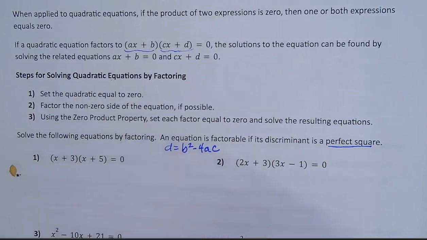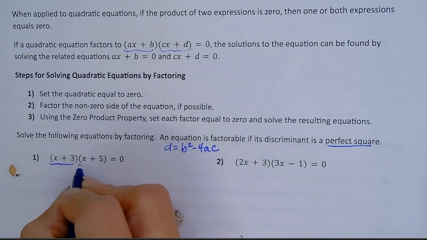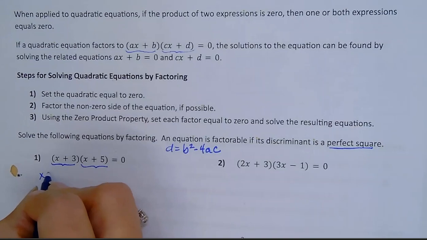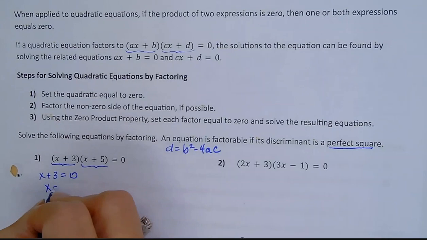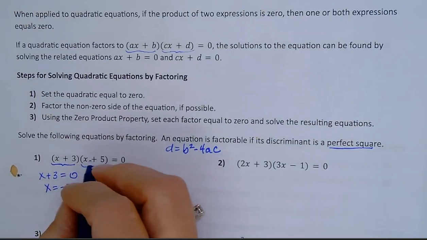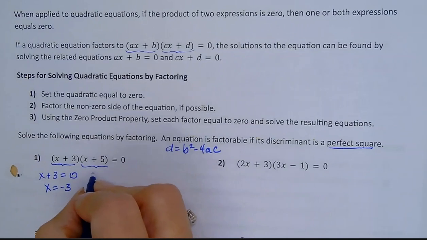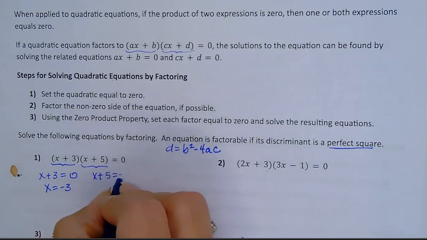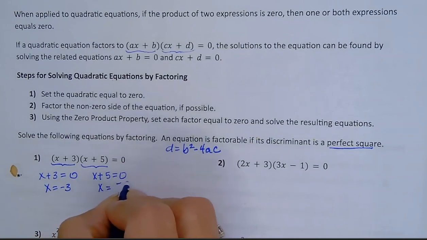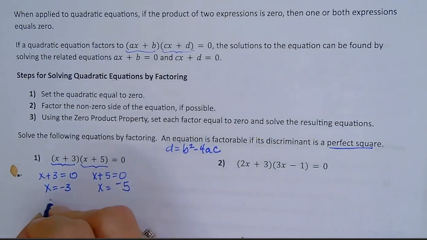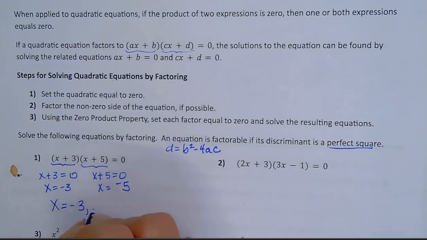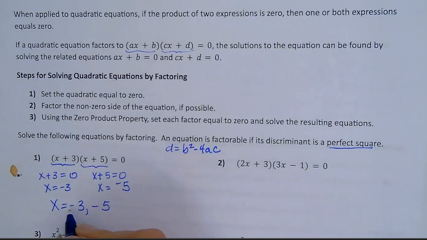We didn't even have a trinomial that we had to factor. But what I know is either x plus 3 equals 0 or x plus 5 equals 0. If x plus 3 equals 0, then I'm going to subtract 3 from each side, and I know x equals negative 3. The other option is if x plus 5 equals 0, so that means x equals negative 5. So my solutions are negative 3 and negative 5. X can equal negative 3, and it can also equal negative 5. If I look on a coordinate grid, I'm going to cross at negative 3, 0, and also at negative 5, 0. That's our answer here.